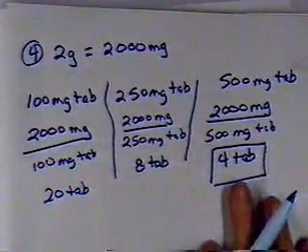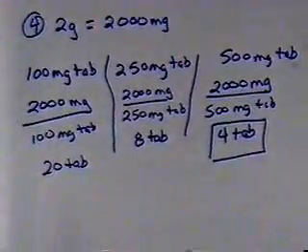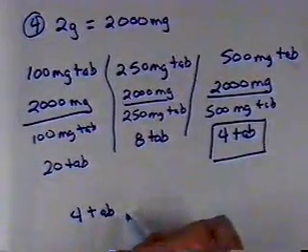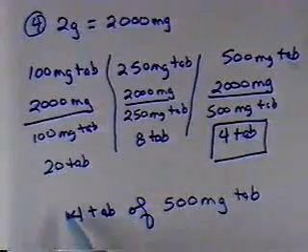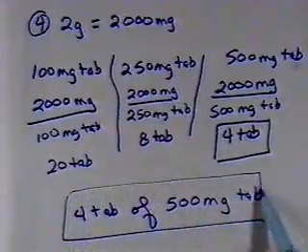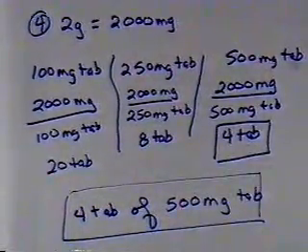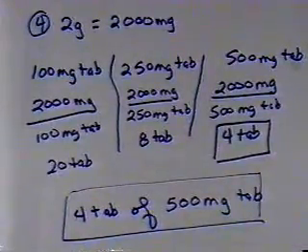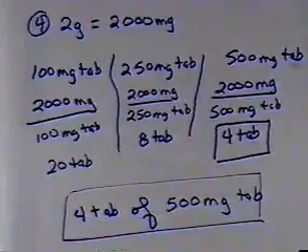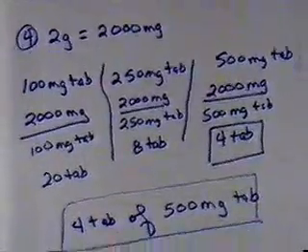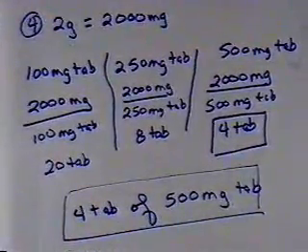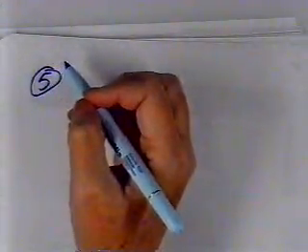Now this time, if you just tell me 4 tablets, you haven't told me what to give. This time you have to tell me 4 tablets of the 500 milligram tablets. You not only have to tell me how many, you have to tell me which one you're choosing. Is that okay?